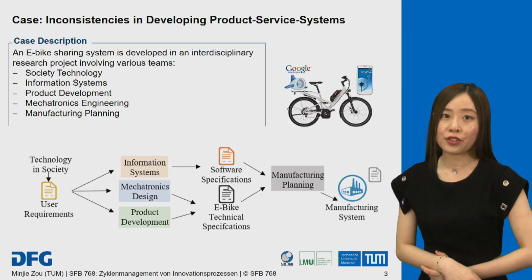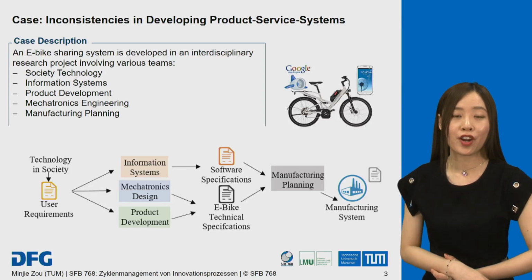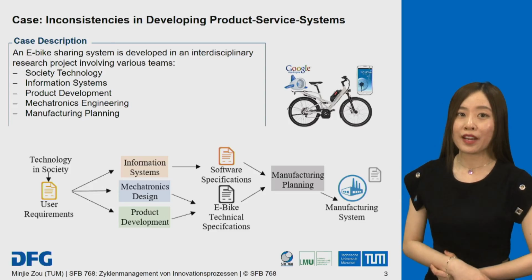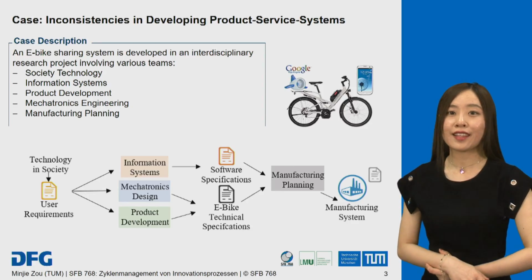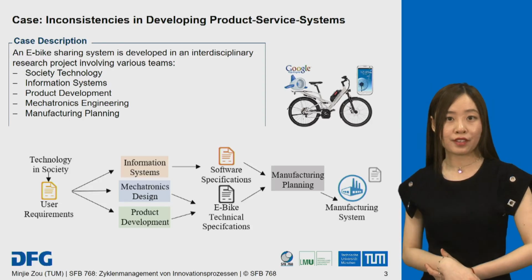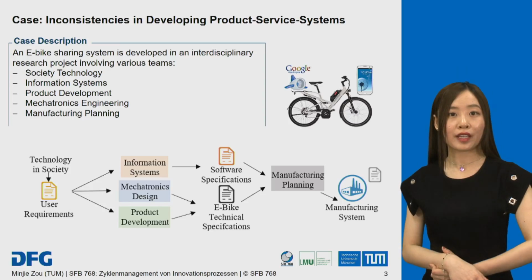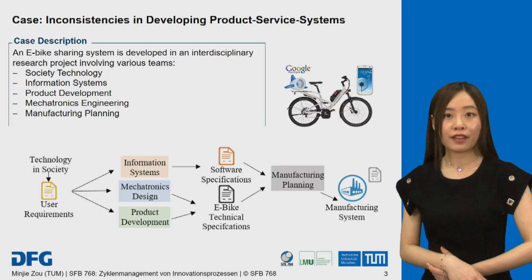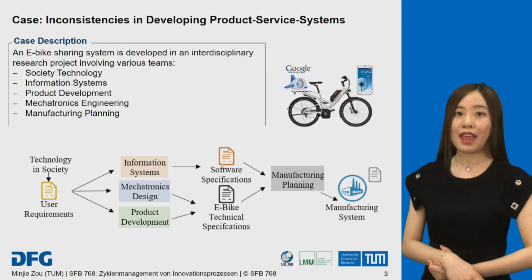Next, I'd like to show you some concrete examples of inconsistencies in an e-bike sharing system. Developing such a system requires interdisciplinary efforts. The group of society technology investigates the needs in society from potential users. The group of information system tackles software parts of the e-bike like board computers and data clouds. Groups of product development and mechatronics engineering develop the frame, the electric engine, the battery system, and so on.